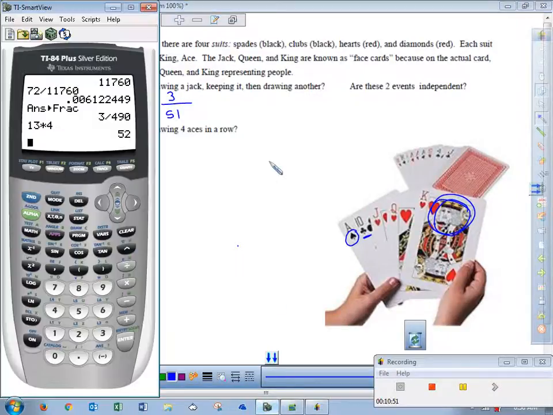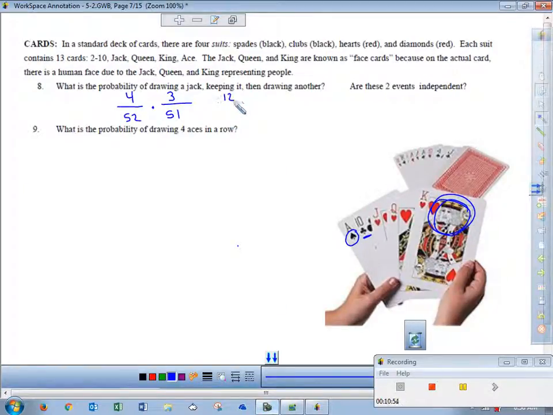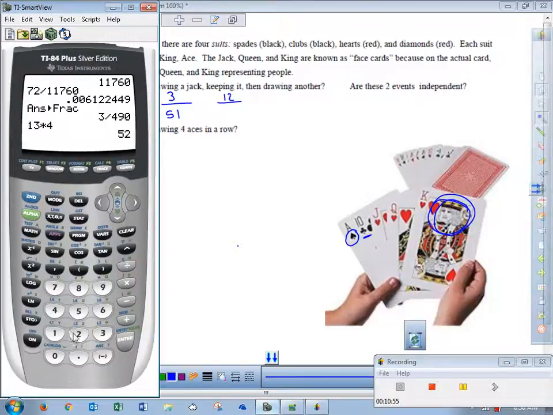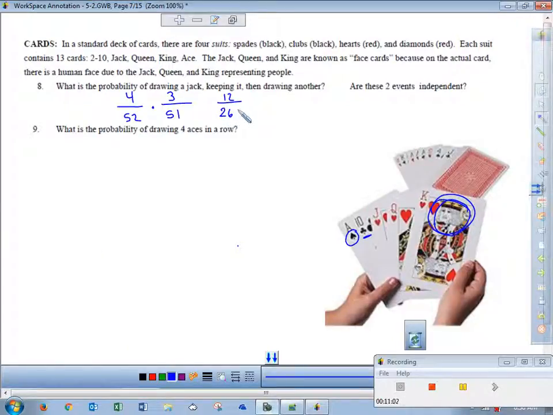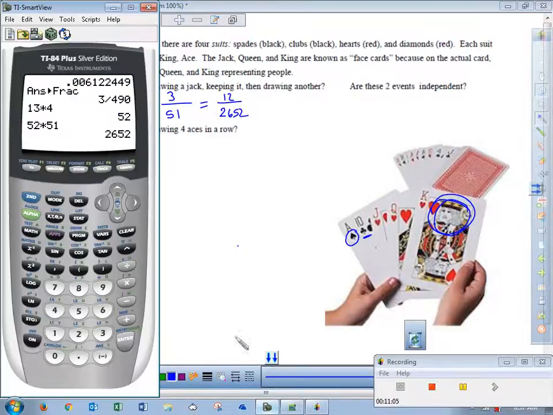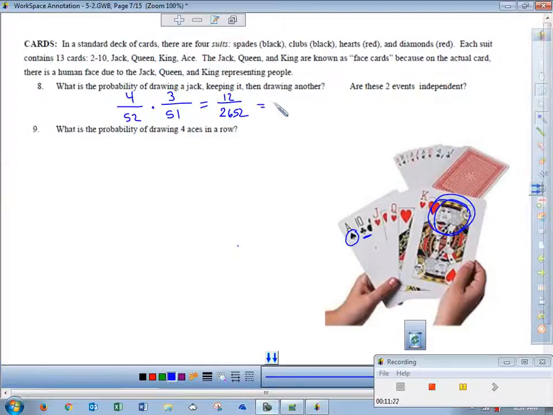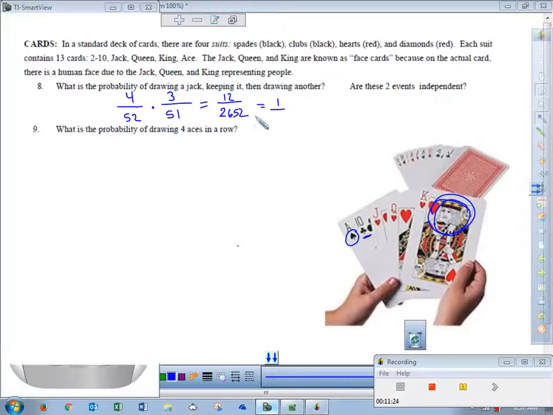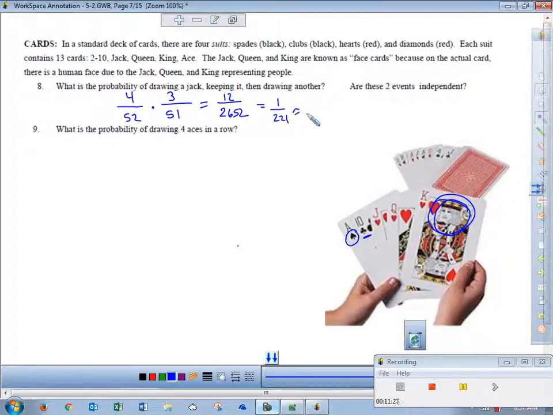So we will punch that in. That would be 12 over the big number, 52 times 51, which is 2652, equals. And let's reduce that, 12 divided by 2652, math, enter, enter. 1 out of 221, which is about 0.5%, if we round to the nearest tenth of a percent. So 1 over 221, which is about 0.5%. Not very likely to happen.